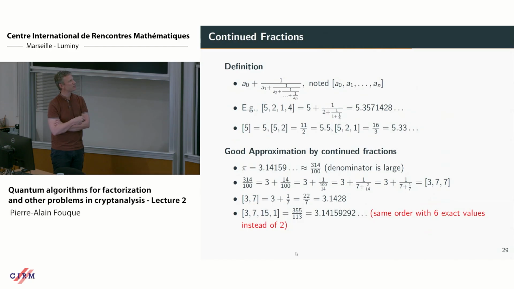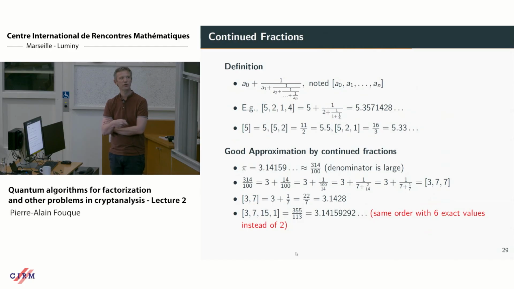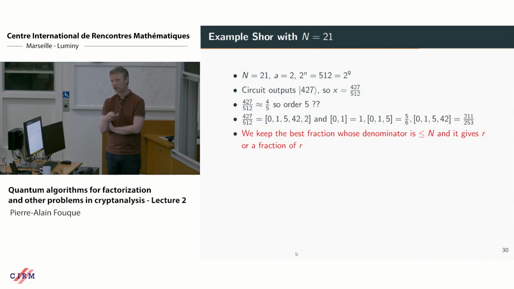Okay? But you see that with this fraction, I only have 2 digits after the comma that are correct, while here, with a denominator of about the same size, I have 6 digits after the comma that are correct. Okay, so you see that continued fractions allow you to have a better approximation of a fraction or any other real value. Okay, so in fact we are using exactly this tool because we are trying to find some fraction that is close to another fraction.